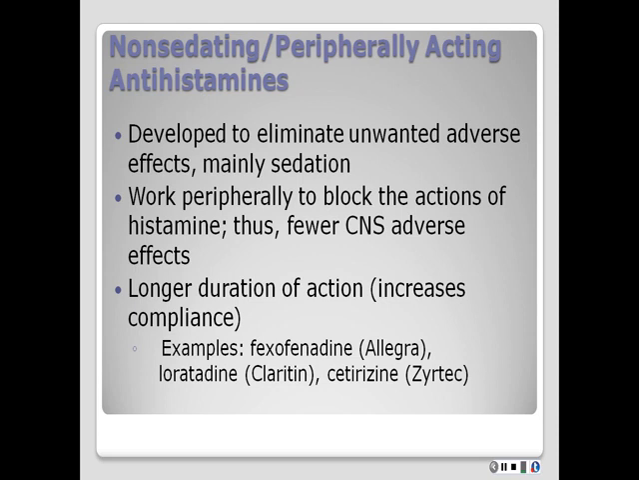So non-sedating peripherally acting antihistamines, they were developed to eliminate the unwanted adverse effects, mainly the sedation. They work peripherally to block the actions of the histamines, so they have fewer of those central nervous system adverse effects because they don't readily cross the blood-brain barrier.